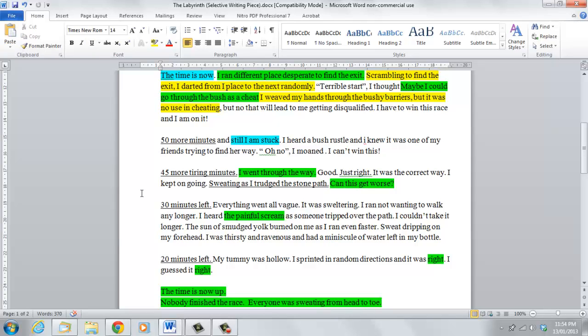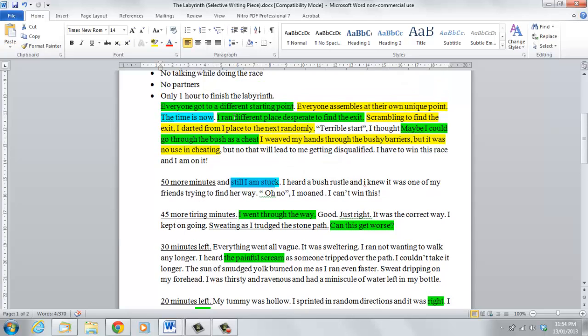I heard a bush rustle and I knew it was one of my friends trying to find her way. Okay, and still I'm stuck. Again, if with your previous writing you had past tense here, past tense, and then you've got present tense, try and keep a similar tense.